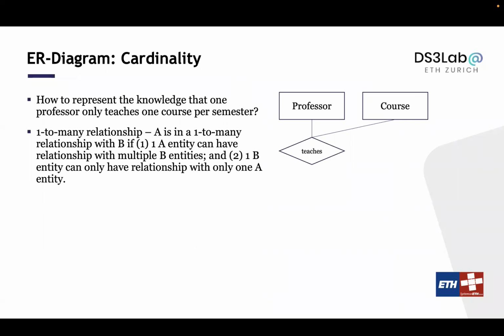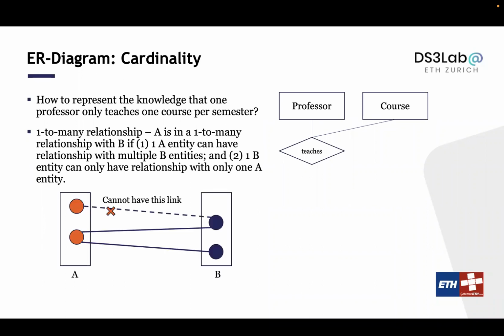However, on the other hand, for a single B entity, it can only participate in one relationship with any of those A entities. So essentially, if I say A participates in a one-to-many relationship with B, it actually means that on the left-hand side, you have a whole bunch of entities in set A. On the right-hand side, you have a whole bunch of B entities. You cannot have a link like this.